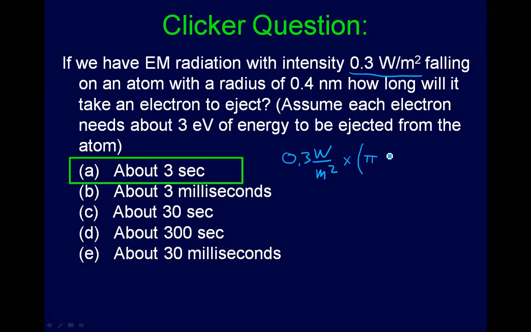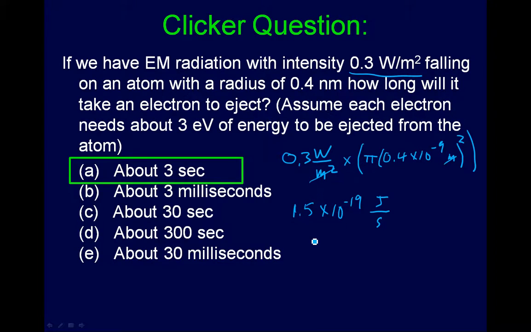So pi, and then I'm going to write this as 0.4 times 10 to the negative 9 meters. Of course, I'll square this because that's the radius. So pi r squared gives us the area, and also just unit conversion wise, these meters will cancel, and this will leave me with watts. When I did this, I came out with 1.5 times 10 to the negative 19 watts, which of course is joules per second.